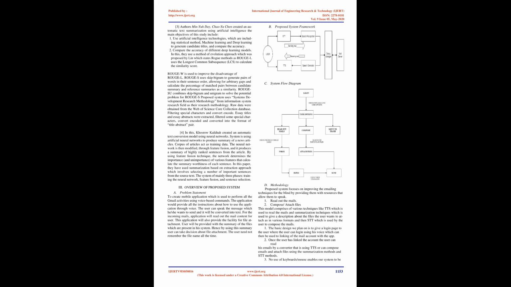By using the feature fusion technique, the network determines the importance and unimportance of various features that calculate the summary worthiness of each sentence. In this paper, they have used a summarization based on extraction approach, which involves selecting a number of important sentences from the source text. The system has mainly three phases: training the neural network, feature fusion, and sentence selection.